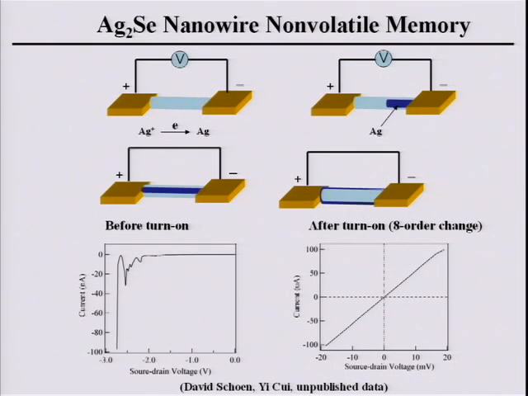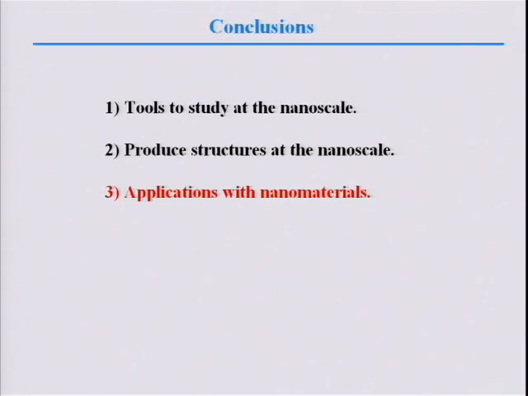We're also looking at trying to make a better non-volatile memory. I'm going to just skip this and come to the conclusion. So I gave you examples in three areas of active research. Develop the tools for nanotechnology, produce nanostructures, and the structures in nanometer scales.